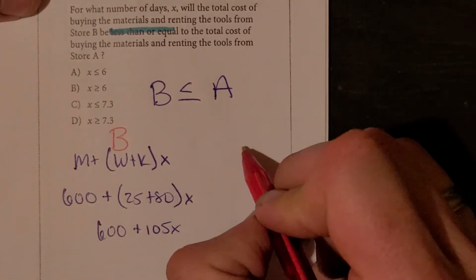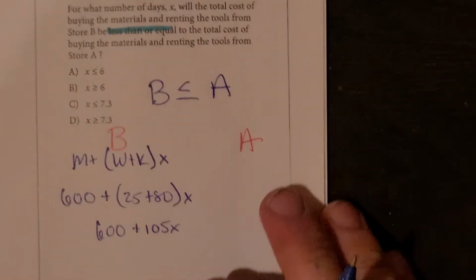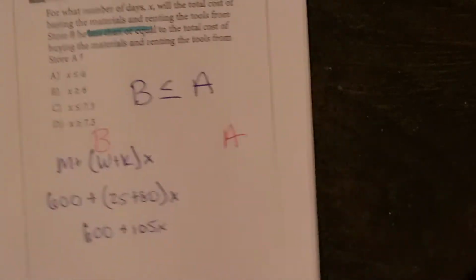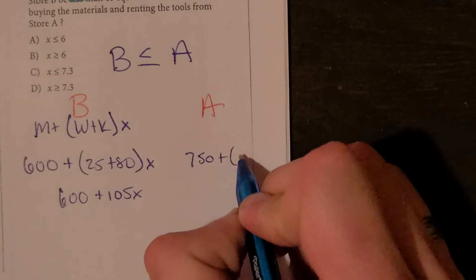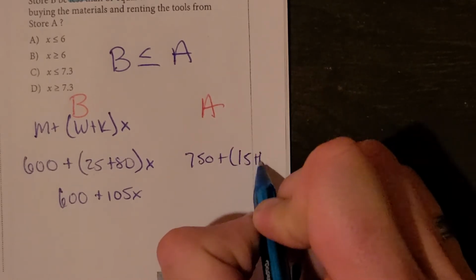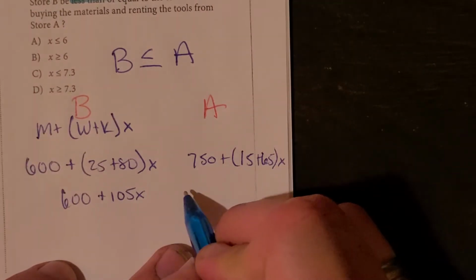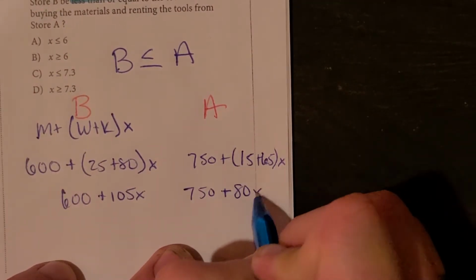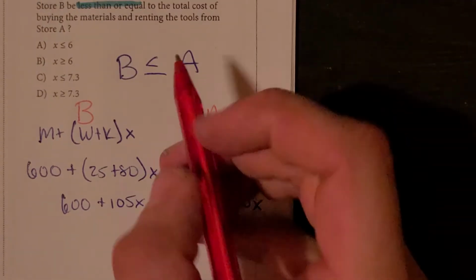Now I'm going to do the exact same thing for A. I'm going to look at my numbers for A. Go back: 750, 15, 65. So 750, 15, 65, right? Simplify that really quick. 750 plus, what is that, 80x? Beautiful. Now I'm going to come back up here.